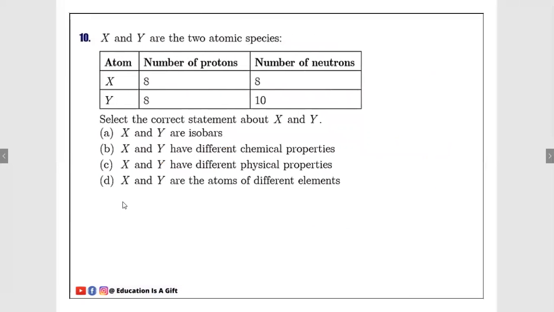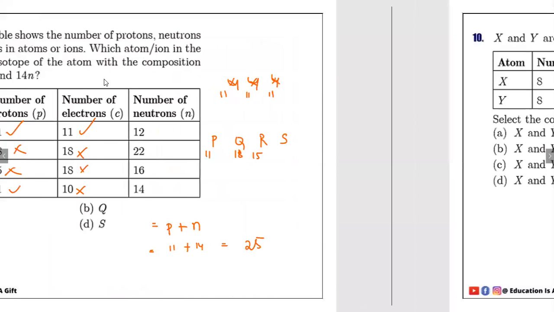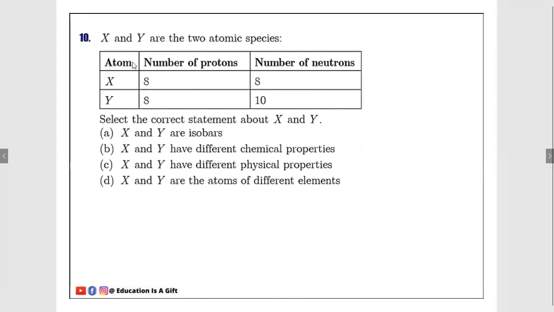Next question, X and Y are two atomic species. Right, we need to discuss 10. X and Y are two atomic species, and they gave number of proton 8, number of neutron 8 for X, number of proton 8 and number of neutron 10 for Y. Select the correct statement about X and Y.